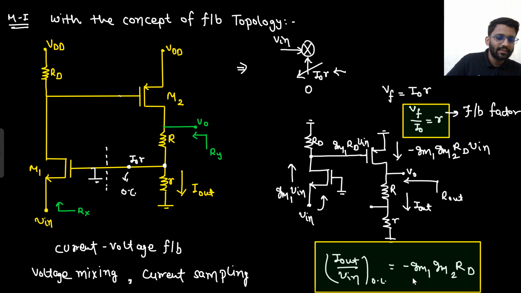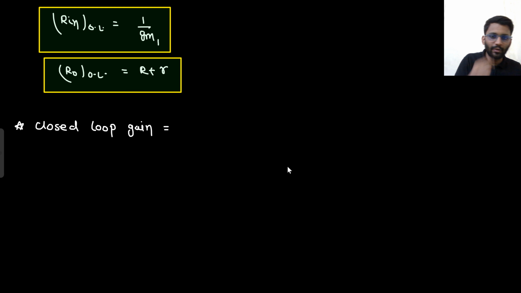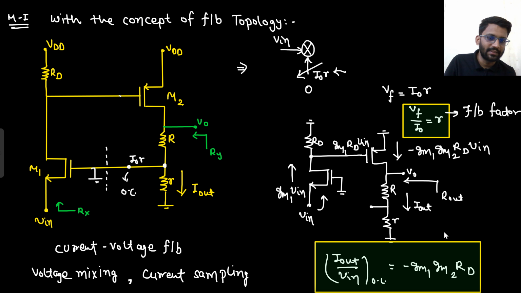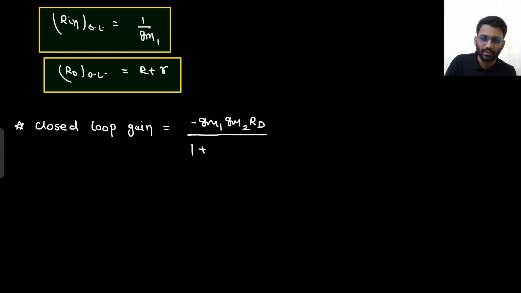So your open loop gain is minus GM1, GM2 RD and your feedback factor is R. So what will be your gain? Gain will be minus GM1, GM2 RD upon 1 plus A beta. A is this negative sign into R. So here I will put negative sign only. Minus GM1, GM2 RD into R. This is the final closed loop gain.